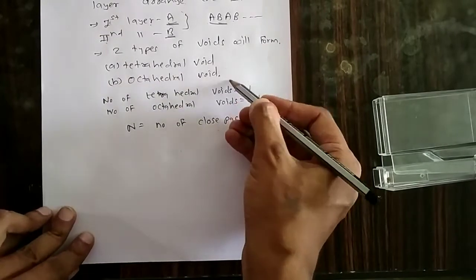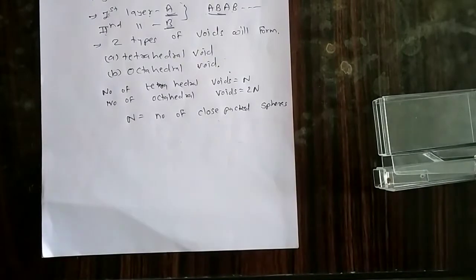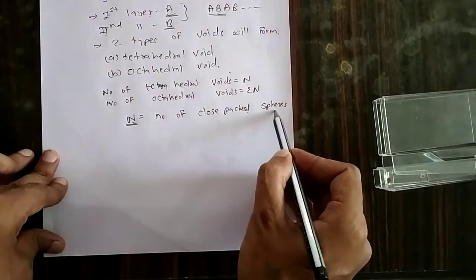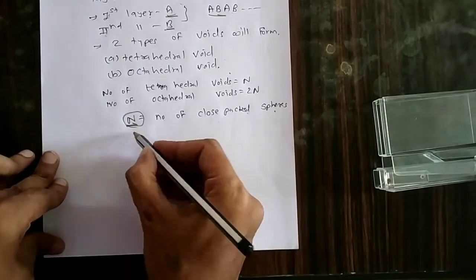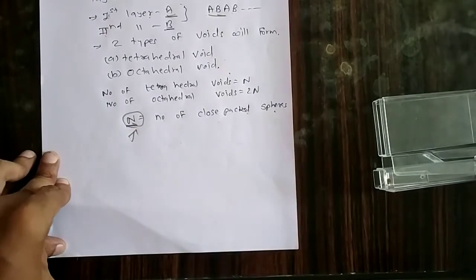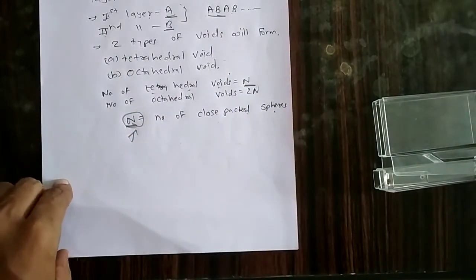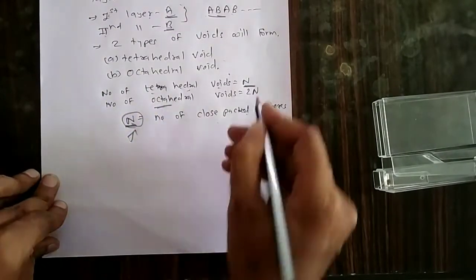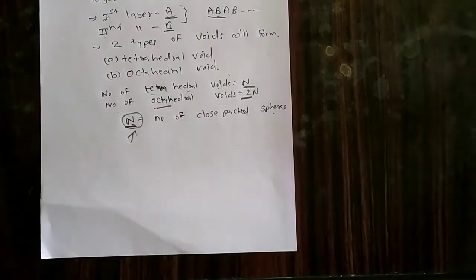Now here I have written 2 voids, tetrahedral and octahedral voids. Now how many tetrahedral and octahedral voids will be there in the solid? So if n is the number of close packed spheres, means the number of atoms we call n, then the number of tetrahedral voids will be n. As many atoms as there are, that many tetrahedral voids there will be. And the number of octahedral voids will be double that, 2n, double the number of atoms.